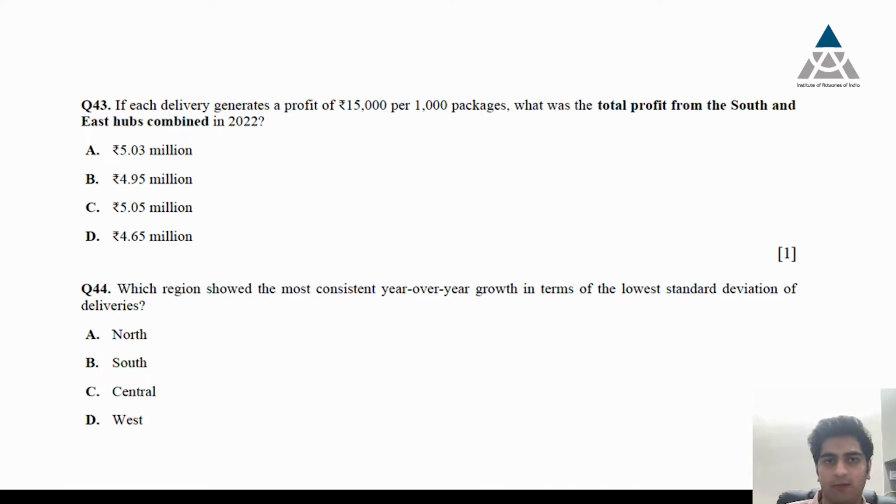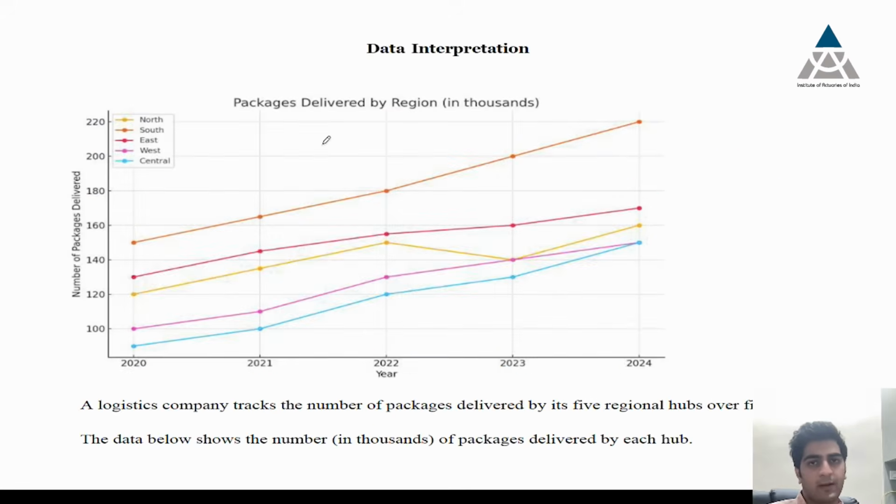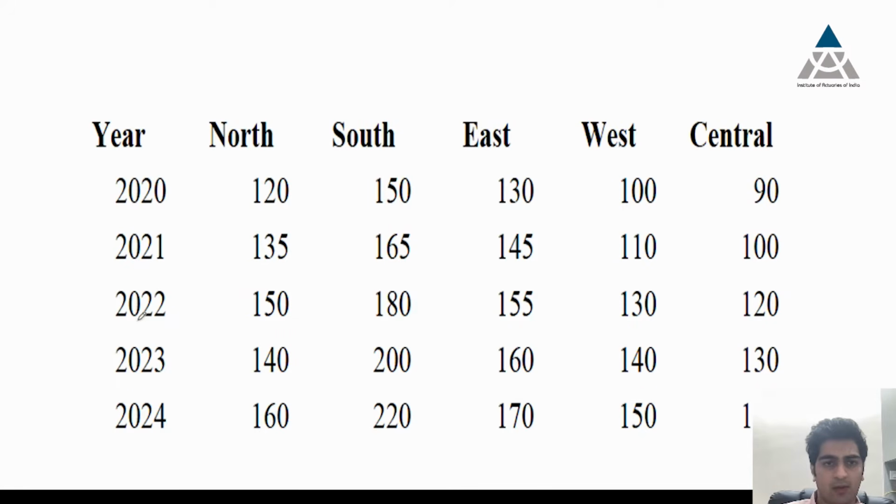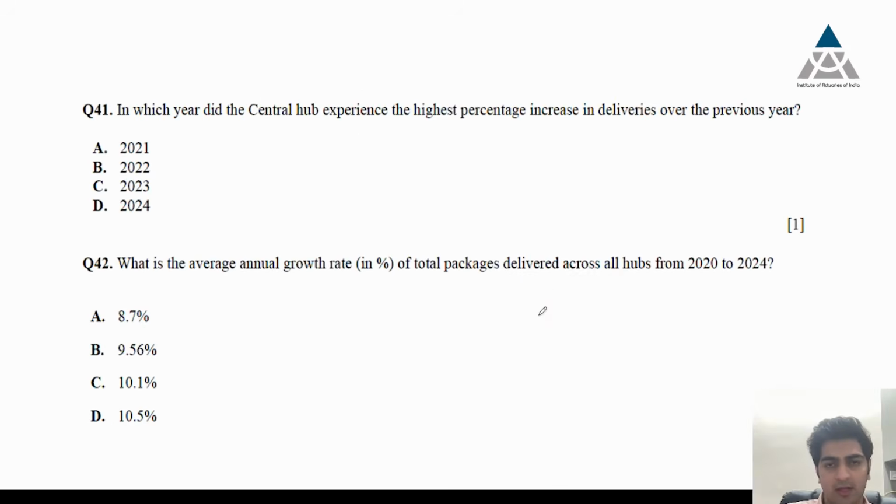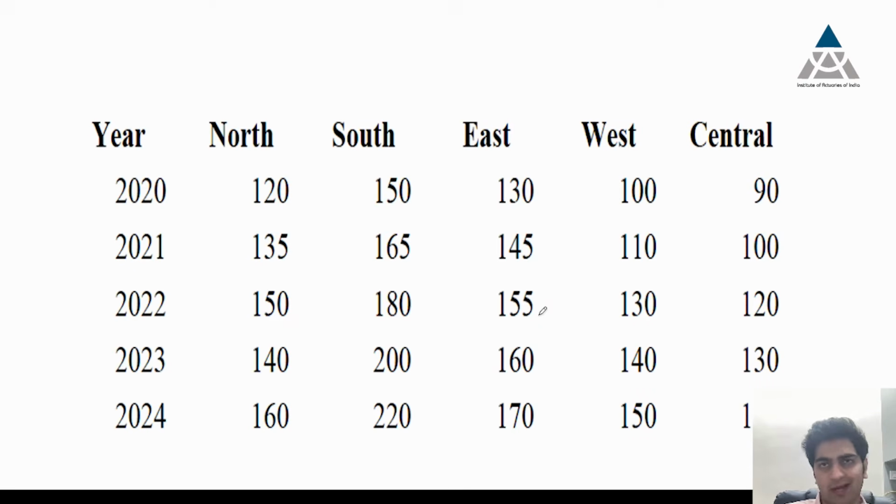So now question 43 says, if each delivery generates a profit of 15,000 rupees per 1,000 packages, what was the total profit from South and East hubs combined in 2022? So quite a straightforward question. Just go to 2022, look at South and East hubs total deliveries. So South was 180 and East was 155, right? South and East. So 180 and 155, that is a total of 335,000 deliveries.